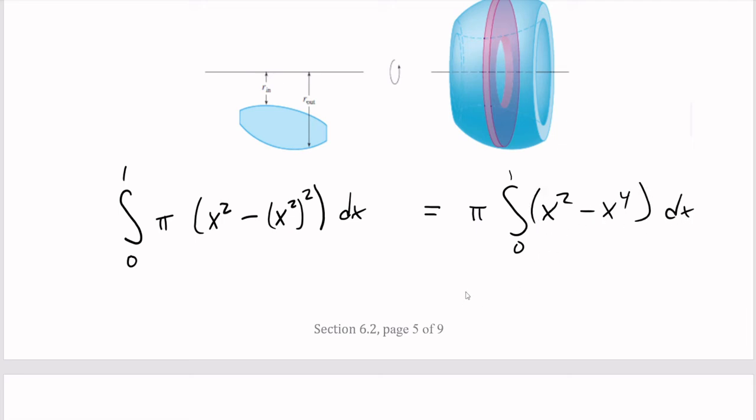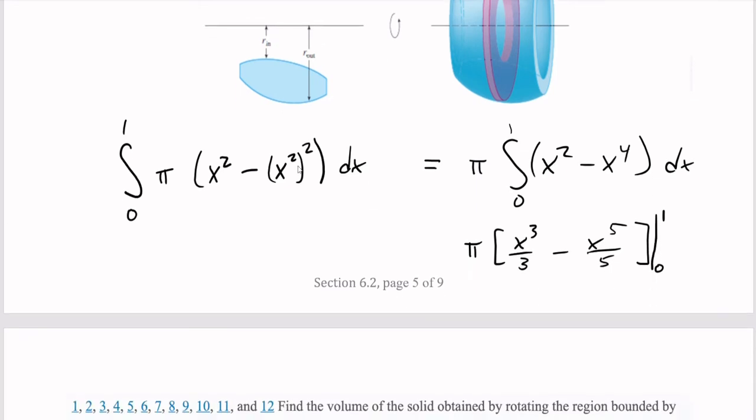Okay, I can handle these, not too bad. Pi times, and then this is x cubed over 3 minus x to the 5th over 5, from 0 to 1. Okay, we can plug that in. That's pi times 1/3 minus 1/5, because remember the 0 just cancels in here. And so you can make these 15ths. That's 5/15 minus 3/15, so that's 2 pi over 15. Boom.